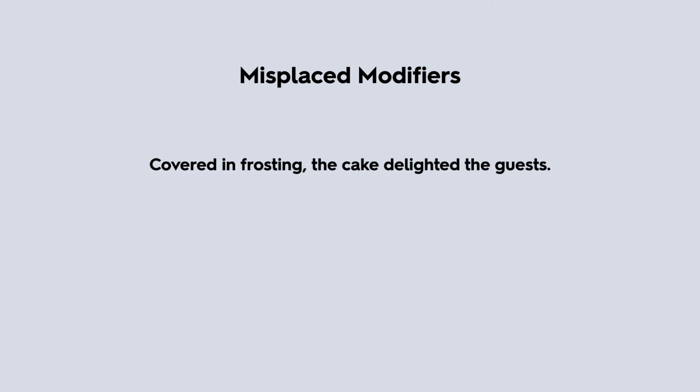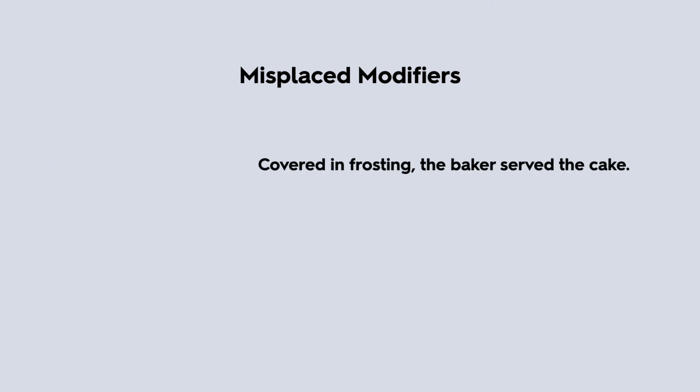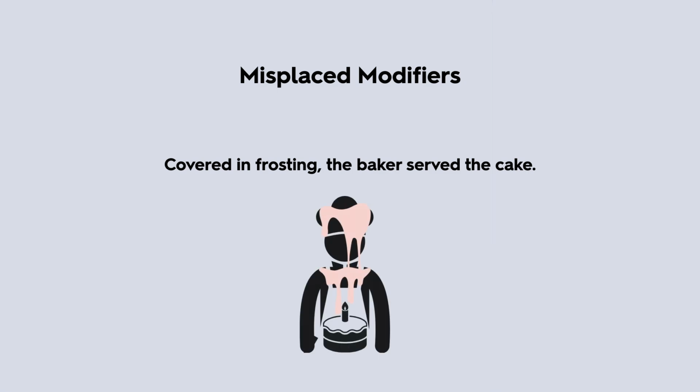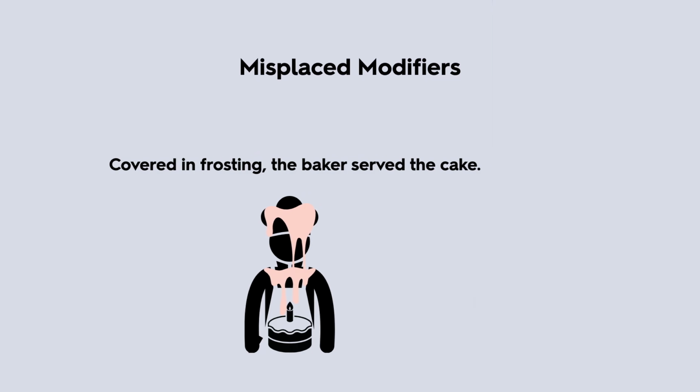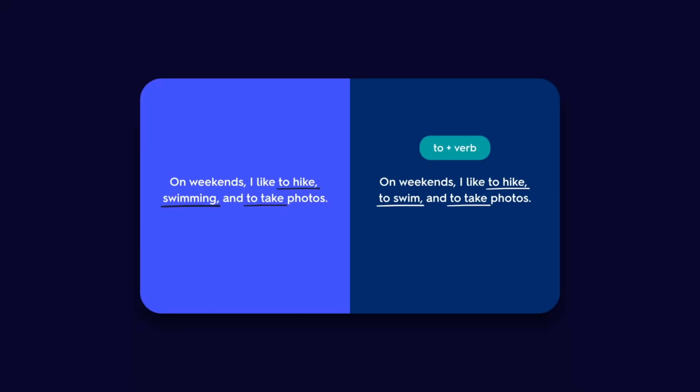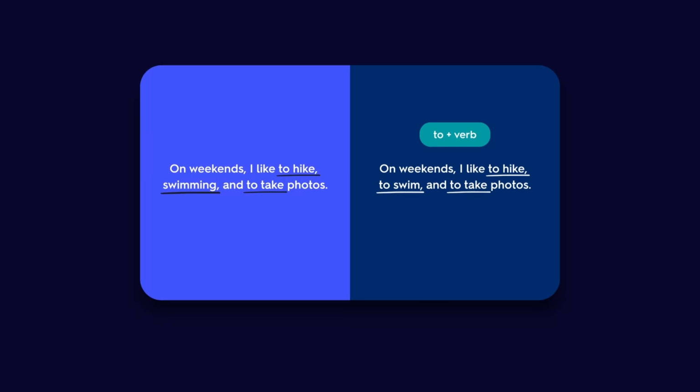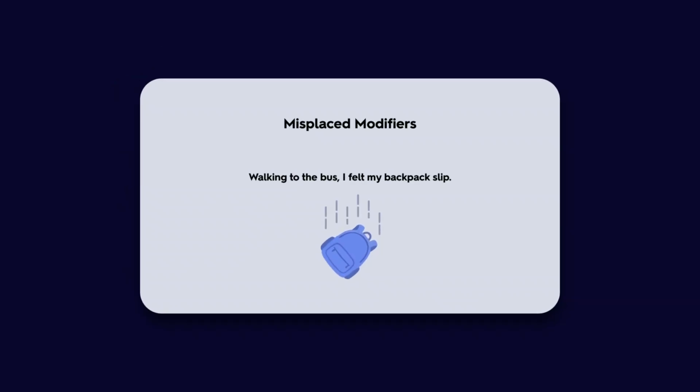Here's a quick contrast. "Covered in frosting, the cake delighted the guests." Works because the cake is frosted. But "covered in frosting, the baker served the cake" implies the baker is frosted. Place the modifier where it belongs to match the meaning you intend. So far, we have 2 rules. Keep list items and comparisons parallel, and park modifiers right next to the words they describe.